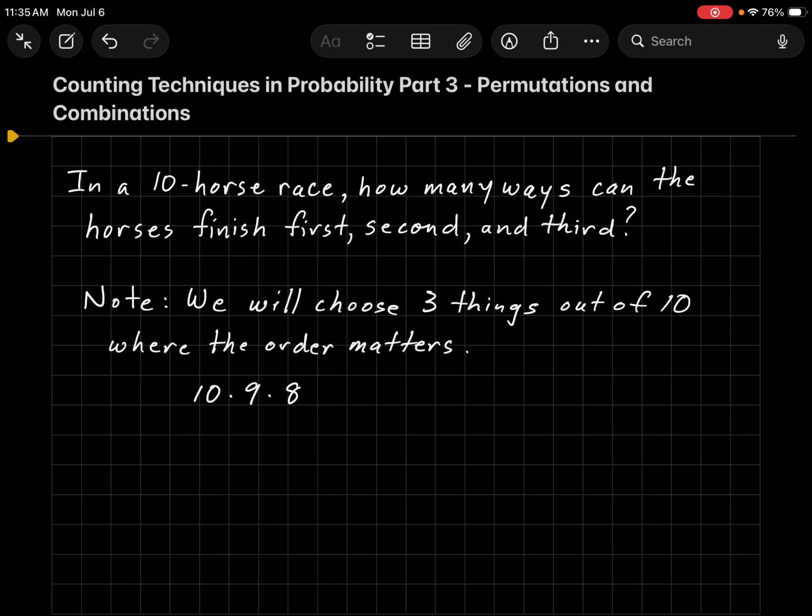In the last video, we discussed factorials. Notice that 10 times 9 times 8 equals 10 factorial, which is how many different things there are, in this case 10 horses, not divided by 3 factorial, but 10 minus 3 factorial, which is 10 factorial over 7 factorial, which exactly equals 10 times 9 times 8.